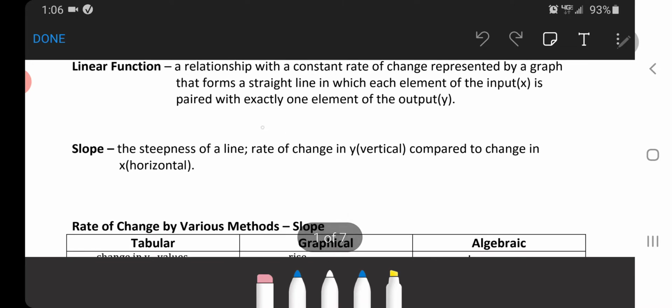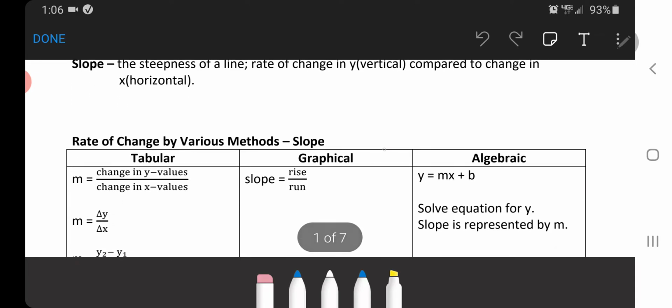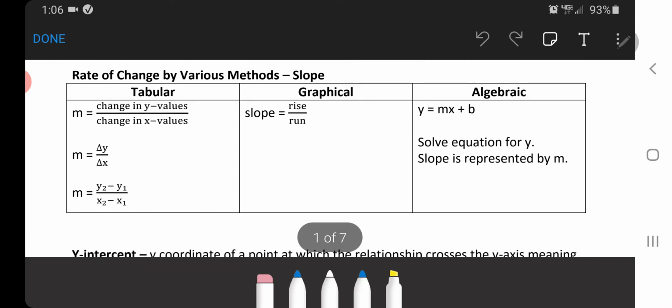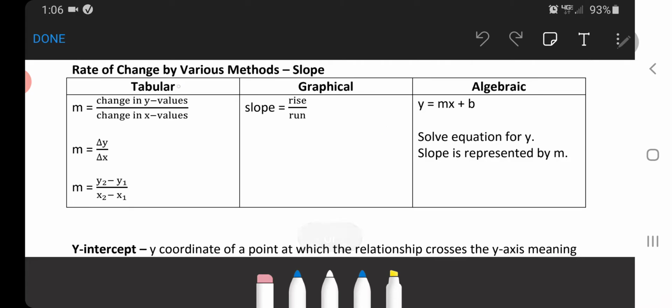Our slope, also known as our rate of change, is the steepness of a line, aka rate of change in y (vertical) compared to change in x (horizontal). Our different rate of change methods, which we have talked about, but let's go over it one more time. Tabular, usually we have change in y values over the change in x. Pretty much, like I said, the triangle here represents change in y over change in x. Or we can represent it as y2 minus y1 over x2 minus x1 if you choose to use 2 points.